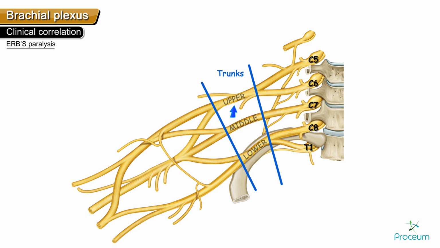We know the upper trunk is formed by C5 and C6 roots. Hence, in Erb's paralysis, which is damage to the upper trunk, you have the involvement mainly of the C5 root as well as the C6. Erb's point is the area on the upper trunk where about 6 nerves are meeting. An injury to this upper trunk leads to what is called as Erb's paralysis.